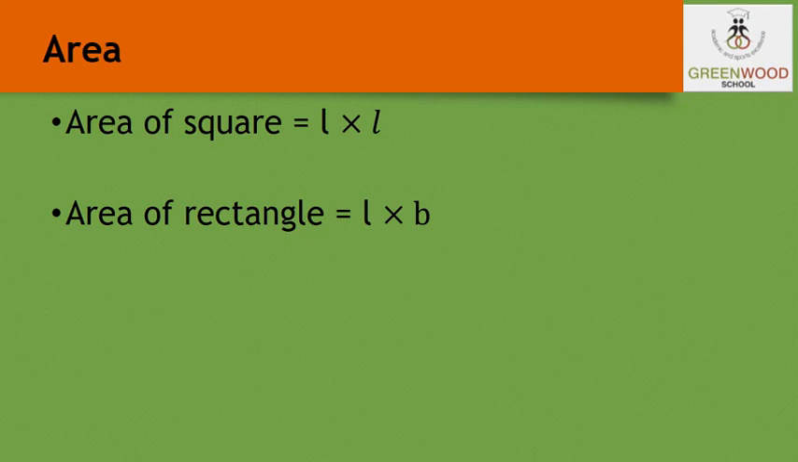Now we'll study about area. Area of square is equal to L into L, where L is length of square. Then area of rectangle is equal to L into B, where L is length of rectangle and B is breadth of rectangle.